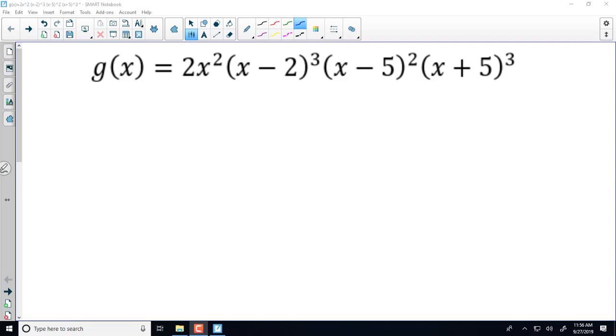Thanks for joining me. We're going to graph a polynomial, this polynomial, g of x, which has already been completely factored for us. So let's get to it. First thing we're going to do is identify the leading coefficient of this polynomial.